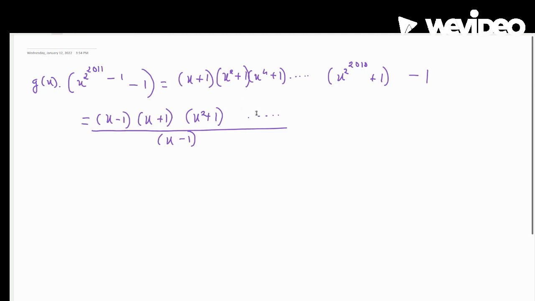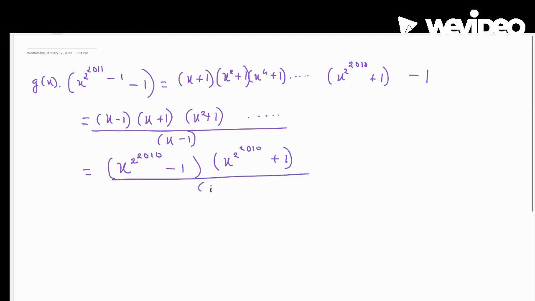So if we keep doing in that manner, what we will finally get is (x to the power 2 to the power 2010 minus 1) into (x to the power 2 to the power 2010 plus 1) by x minus 1, and this minus 1 is there, and then again we can use a square minus b square formula. So what we will get here is x to the power 2 to the power 2010 plus 1, so it will be (x to the power 2 to the power 2011 minus 1) by (x minus 1) minus 1.